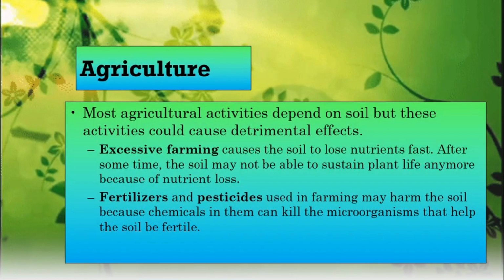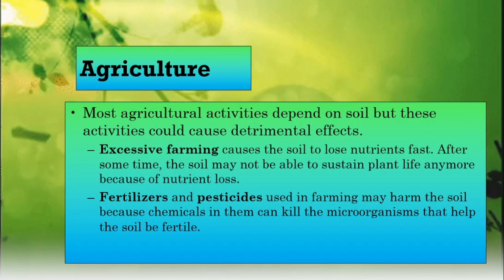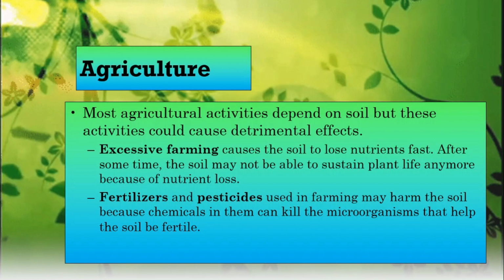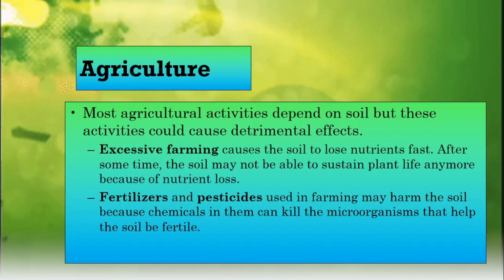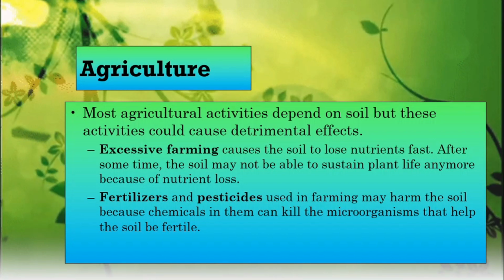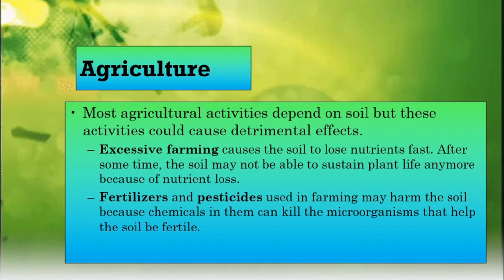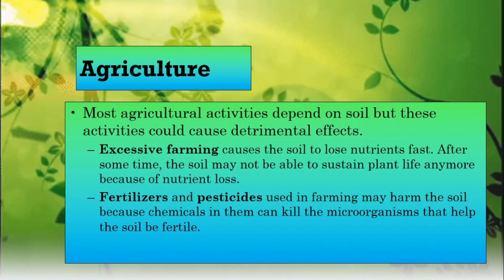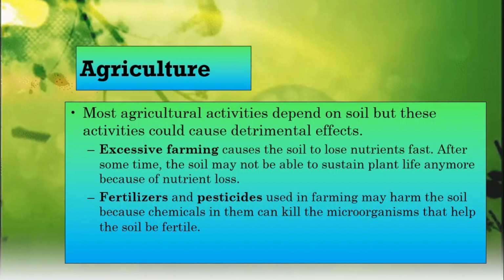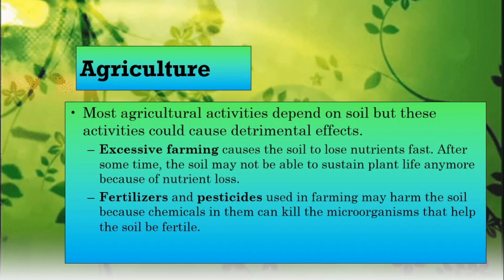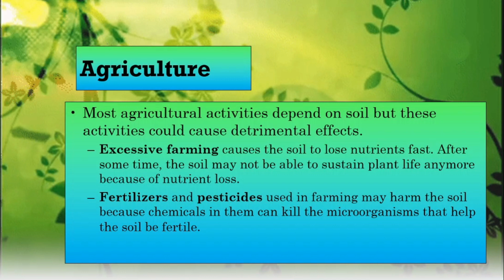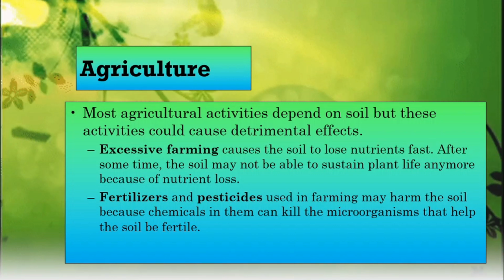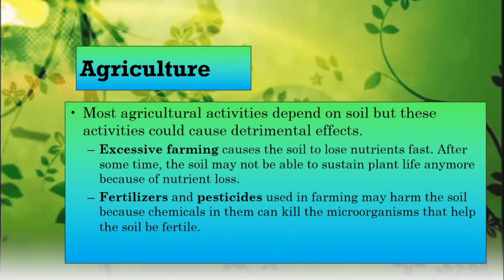First, human activities include agriculture. Most agricultural activities depend on soil, but these activities could cause detrimental effects. Excessive farming causes the soil to lose nutrients fast. After some time, the soil may not be able to sustain plant life anymore because of its nutrient loss. The use of fertilizers and pesticides may harm the soil because chemicals in them can kill the microorganisms that help the soil to be fertile.